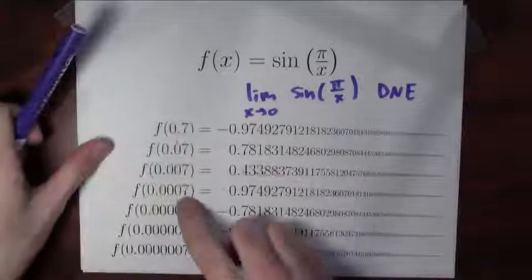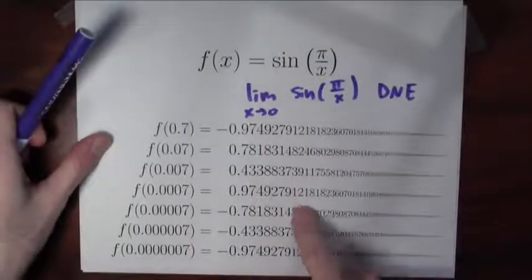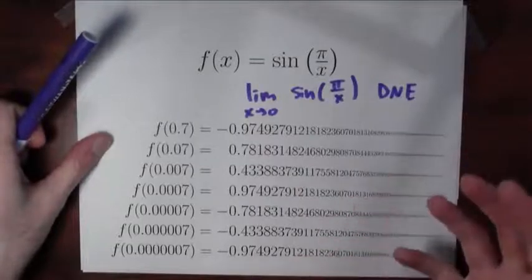Here I've got a bunch of input points that are getting closer and closer to 0, but my output values at least don't appear to be getting close to anything. We're not just learning, we're exploring. I encourage you to cook up your own examples. We've seen a couple examples now of where limits don't exist, but can you come up with more?